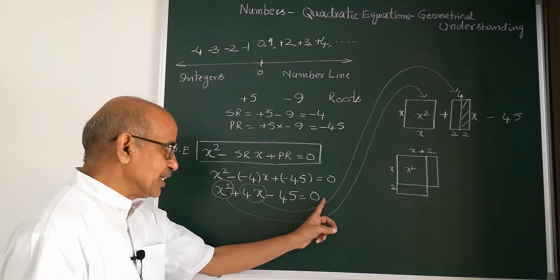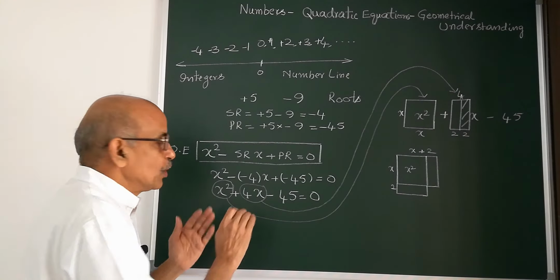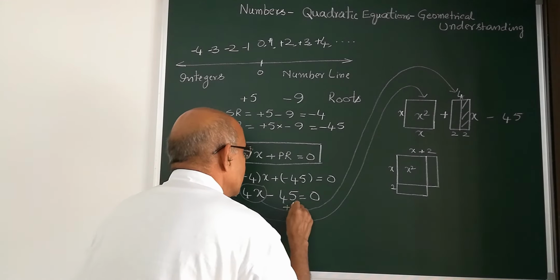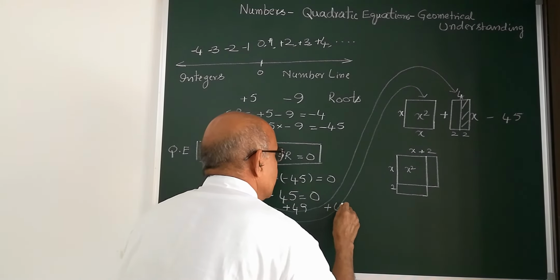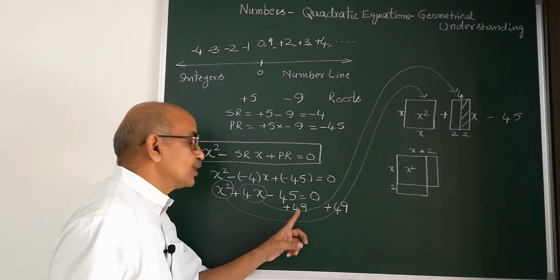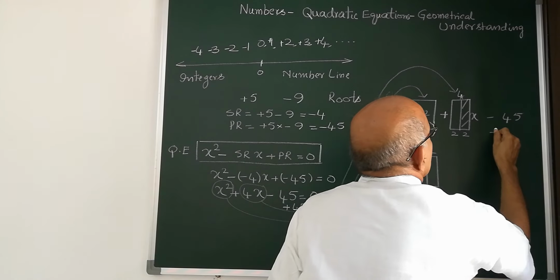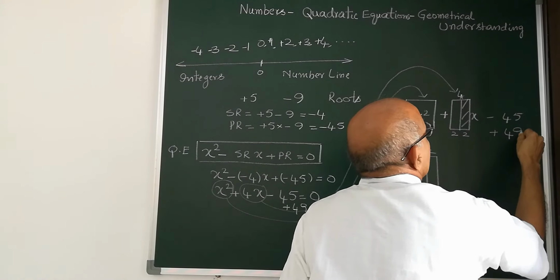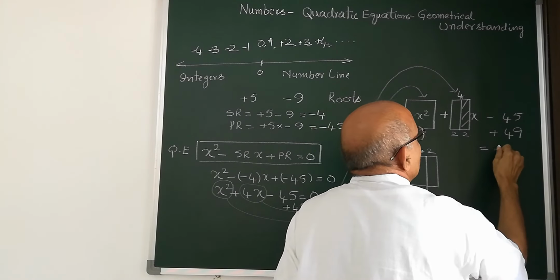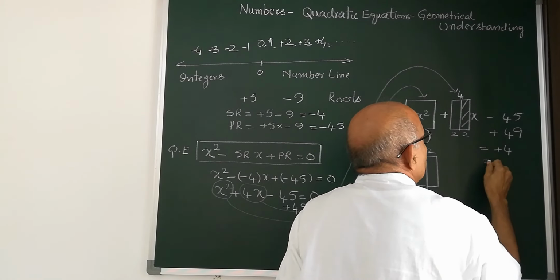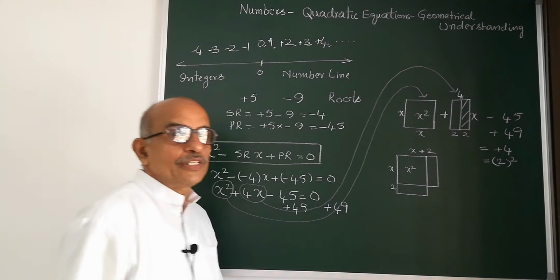Now this is an equation, so any number you can add on both sides. I am adding 49 on both sides, plus 49. How do you know that you should add 49 only? Let us see what is happening. If I add 49 here, minus 45 plus 49 becomes plus 4, which is equal to 2 square. So you get a perfect square.